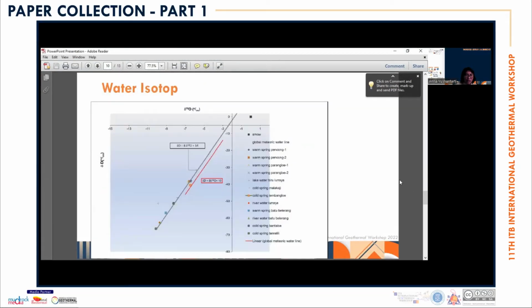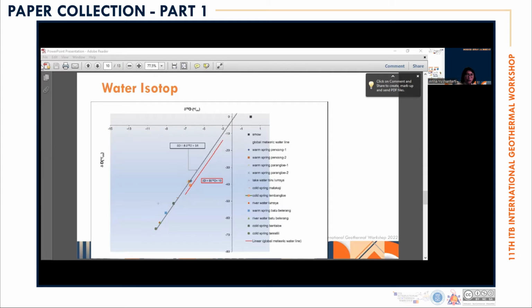For the water isotopes deuterium and oxygen, it shows that Pencong warm spring and Paranglo warm spring could be true geothermal fluid from a low temperature reservoir, so the intensity of water and rock interaction in the reservoir is not significant. And this is concluded by the value of the water isotopes.